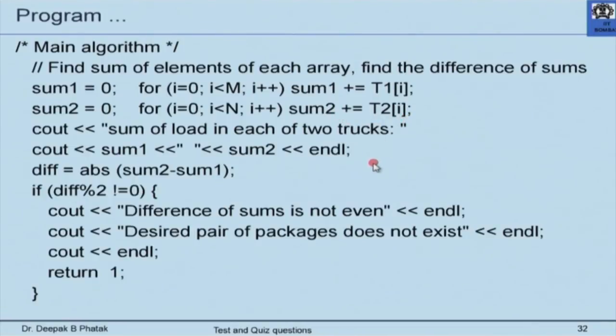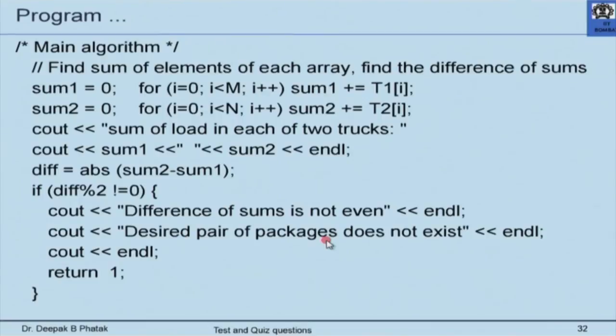Now I do a curious thing here. I find the difference as the absolute value of sum 2 minus sum 1. If this difference modulo 2 is not equal to 0, I conclude the difference of the sums is not even, and I therefore say the desired pair of packages does not exist.